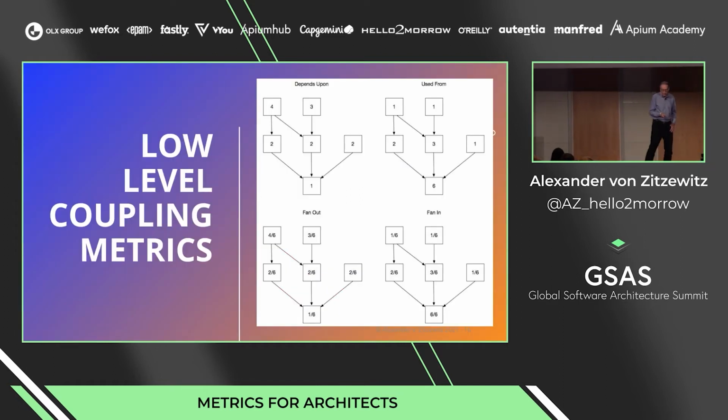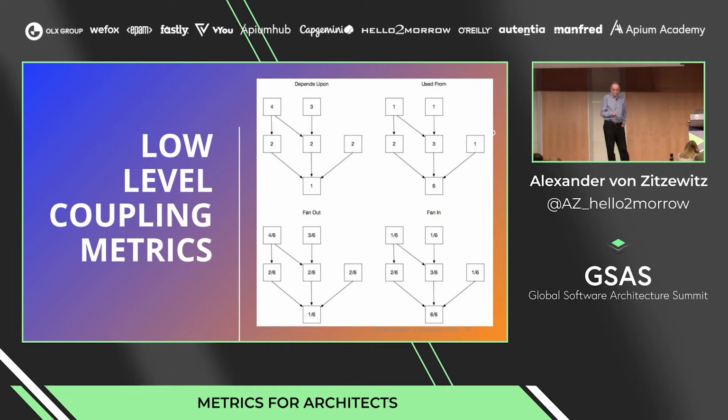Now, we're looking at some low-level input metrics here. We already learned about depends upon. So that's what I just explained to you. This is basically what we see on the top left here. Now we can look at the mirror and look at it from the other side and calculate used from. So instead of depends upon, used from basically will tell me how many people are using me directly or indirectly. So in this case, we would have the 6 at the bottom because this one is used by everybody, directly or indirectly, and by itself. And on the top, we would have ones because it has no incoming dependencies.